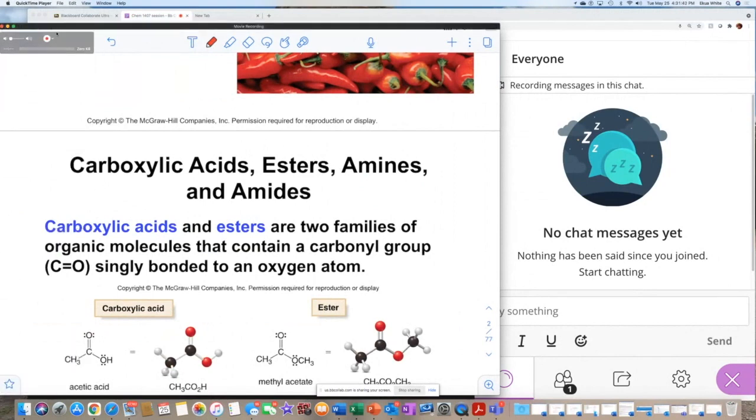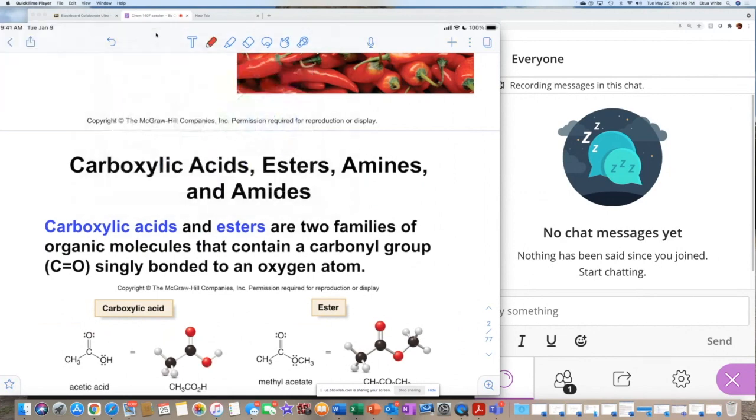I'll move this up here out of the way. We're looking at carboxylic acids, esters, amines, and amides. So we're technically looking at four groups, not three like I thought. We're looking at four groups together, and these have a lot in common. So when we go into this, I want to mention this right here. Why are we looking at these four groups together?